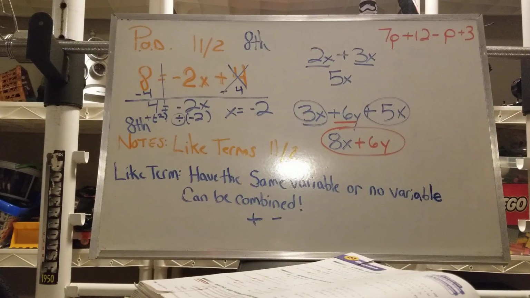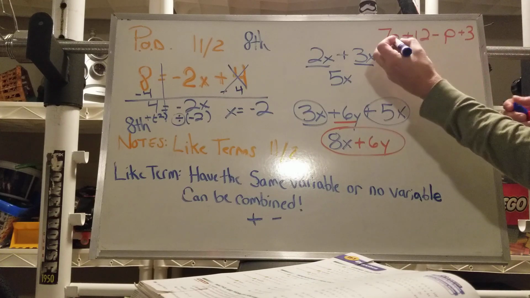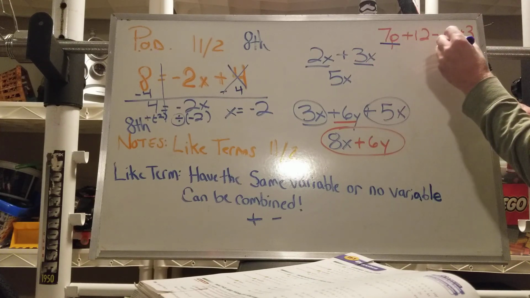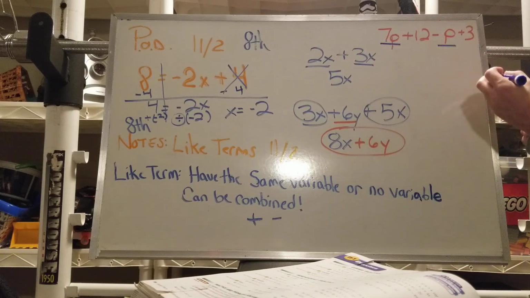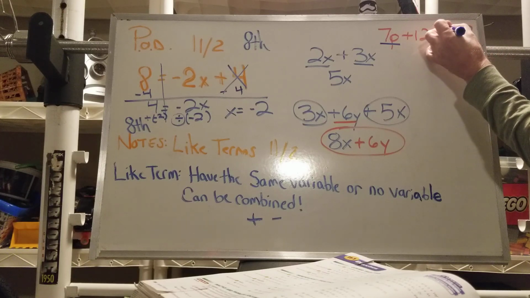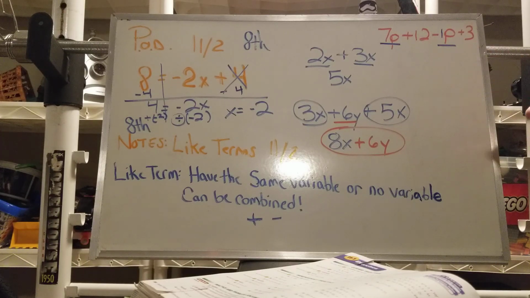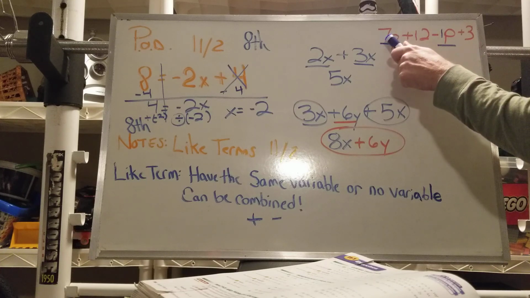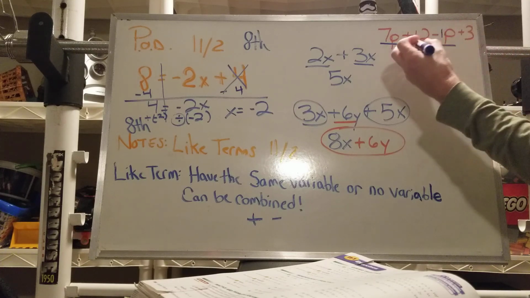All right. So the 7p and the p are like terms because they have the same variable. Now this is a minus p, I'm going to say 1p, right? If we don't know the number in front of it. So I can combine those. 7 minus 1 is 6p.